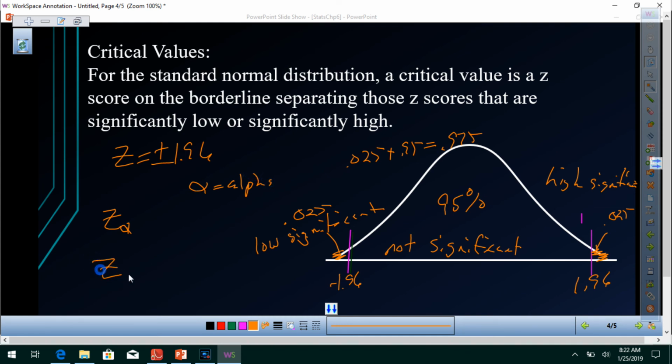You may see something like z sub 0.025. This reads from the right, so it's a little bit different. It's 1 minus 0.025, which is 0.975, which would be 1.96.